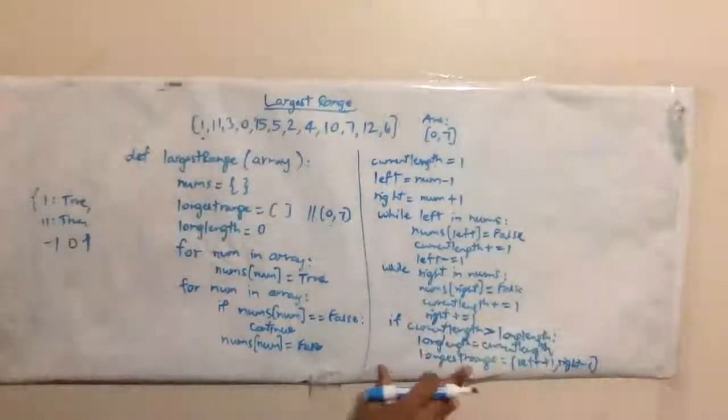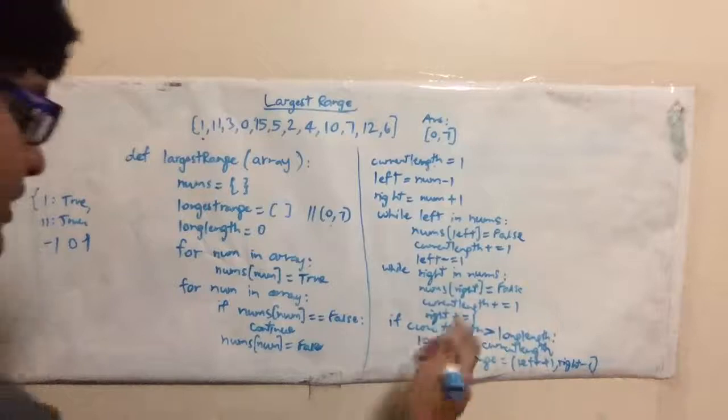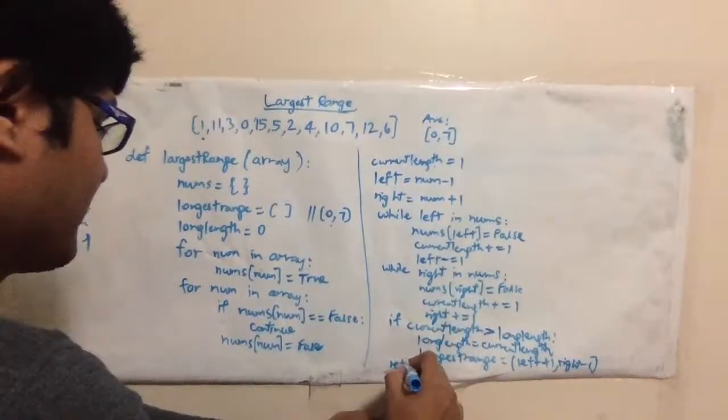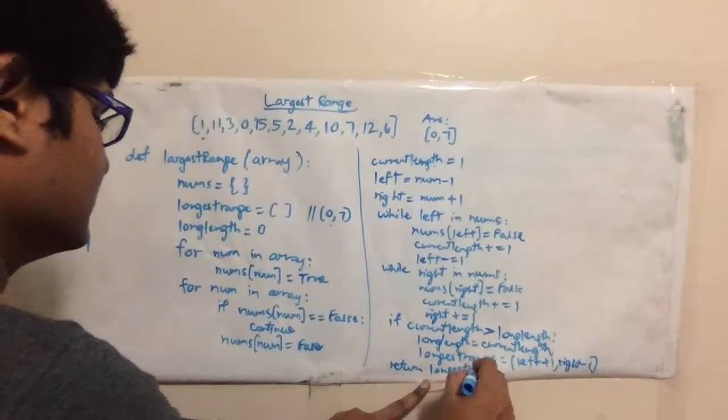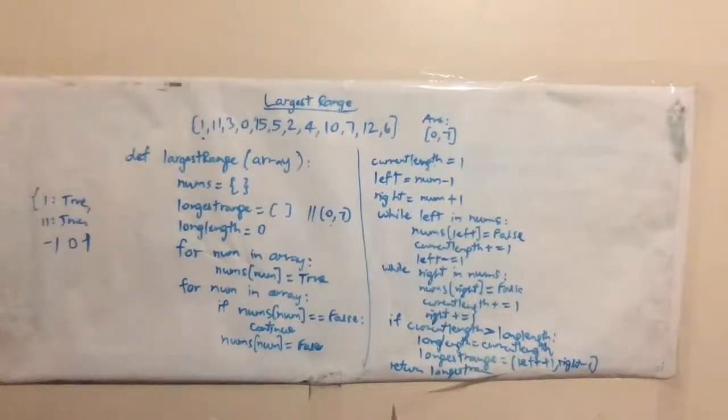So we got the largest range. So just return this largest range, longest range. So yeah, we have returned this.